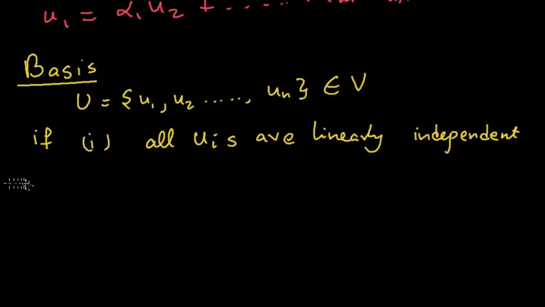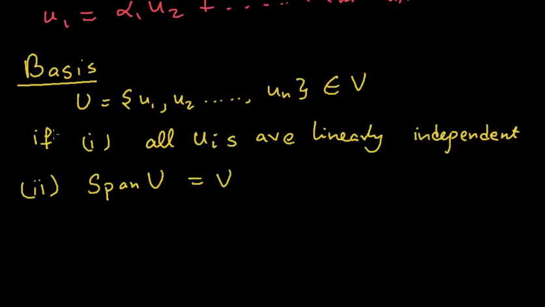That's the first condition. The second condition is that if we take the set of all the linear combinations of these, in other words the span, which is the set of all possible linear combinations of given vectors, then span U equals V. If that gives the vector space itself, then these elements are said to form a basis for V.